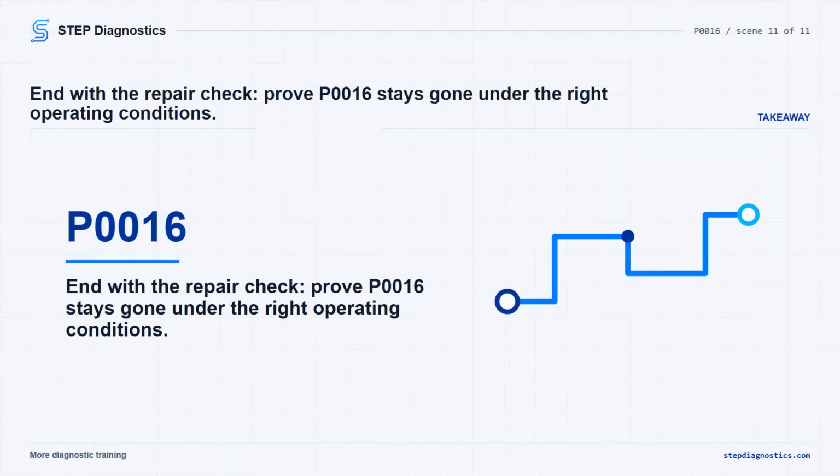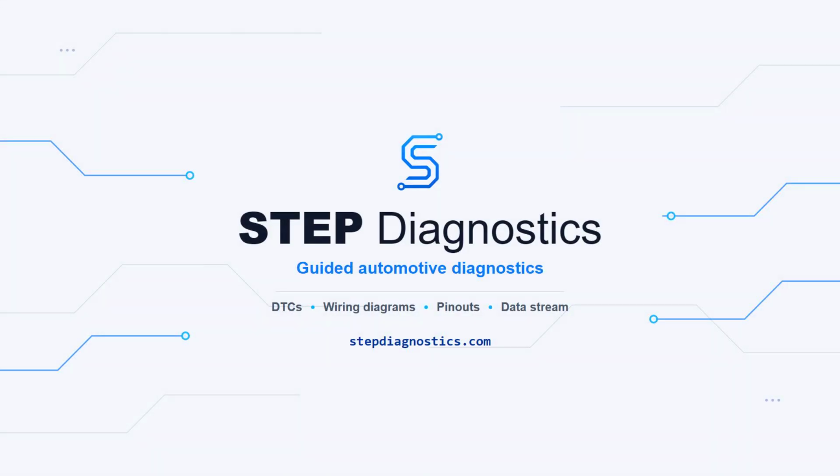After any repair is completed, keep verification separate from the testing. Verify the repair and confirm P0016 stays gone under the proper operating conditions. The takeaway is simple. Prove the monitor is valid, confirm whether the cam and crank correlation fault is active, inspect the listed sync-related fault areas, and then verify the code does not return.